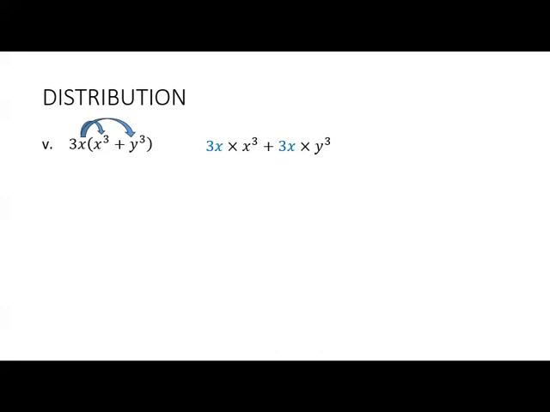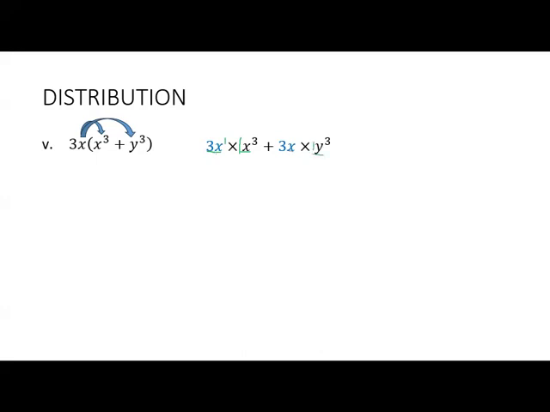The same principle applies. I'm multiplying the coefficients first. So 3 times 1, there's a 1 here even though we don't write it, it'll be 3. But x times x, we just write it as x and then we add the exponents, which will be 1 plus 3, and it will be 4. In the second term, it will be 3 times 1, that will be 3, and then you will say x times y cubed.